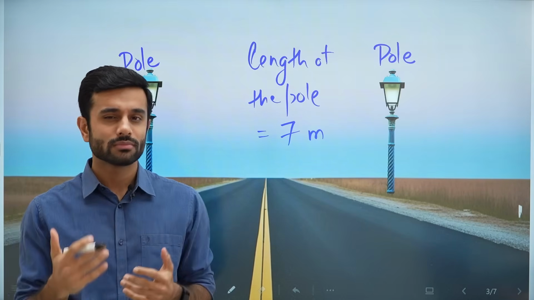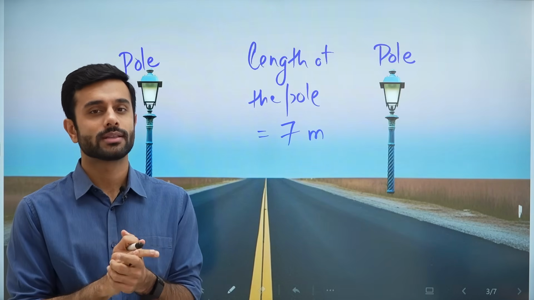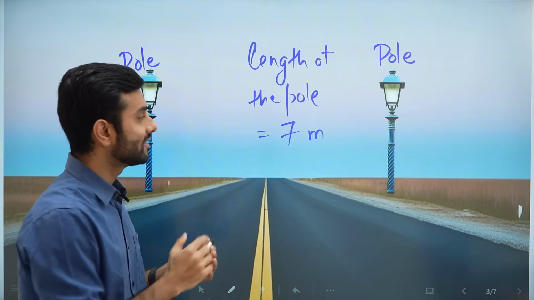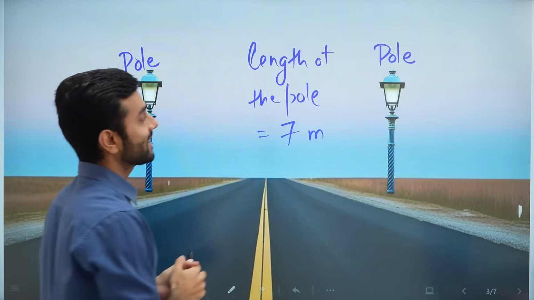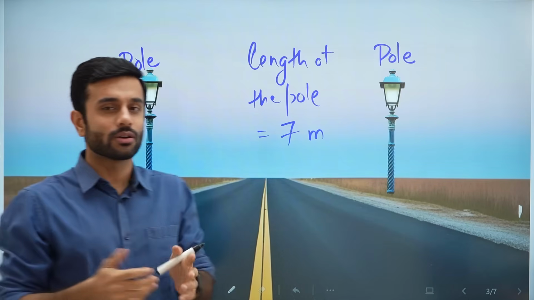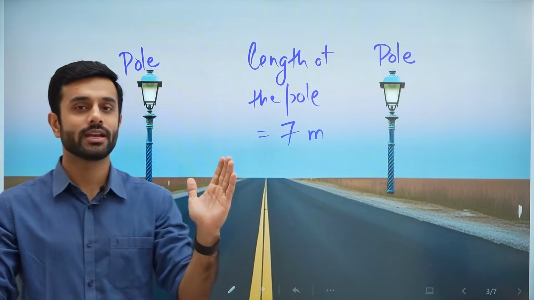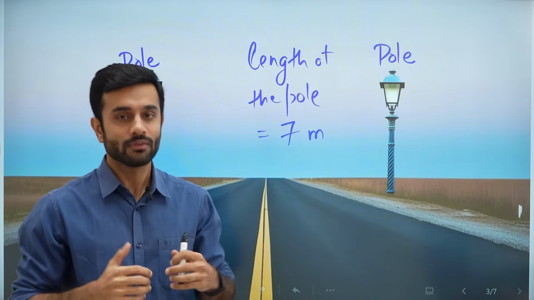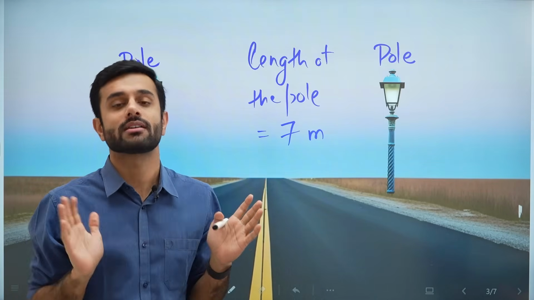What would you understand by this? What would you conclude by this? Would you conclude that both of them combined are 7, or would you conclude that this and this individually are 7? I would conclude individually they are 7.